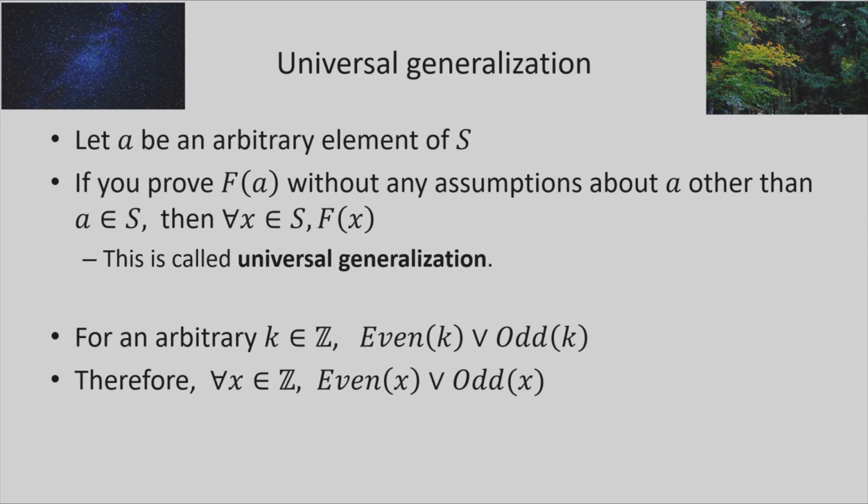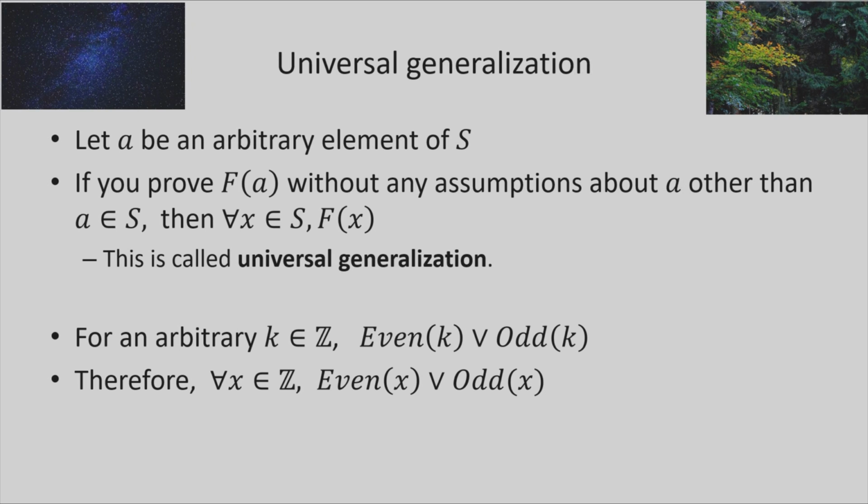So once we do this, starting with let A be an arbitrary element of S, if you prove that f of A is true without any assumptions about A other than that A is in S, then you can conclude that for every x, f of x is true. And this is the final rule, which is called universal generalization.